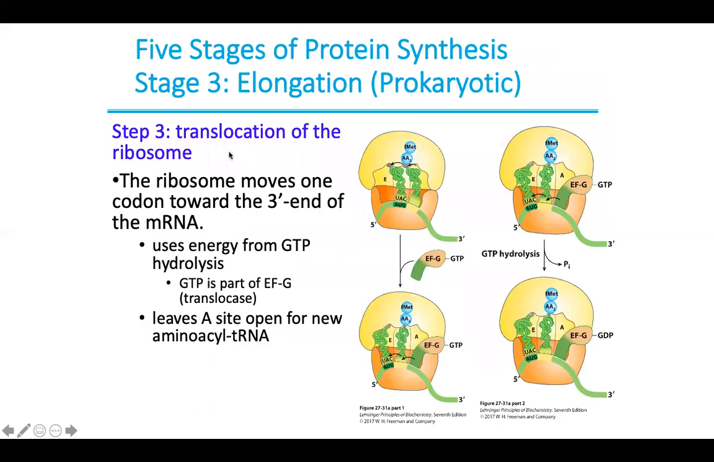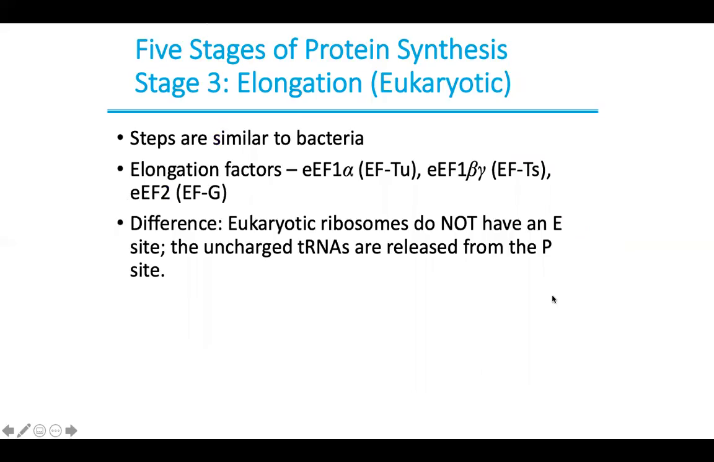Step 3 is the translocation of the ribosome. The ribosome moves one codon towards the 3' end of the mRNA, and it uses energy from GTP hydrolysis. GTP is part of the EF-G complex. It leaves the A site open for a new aminoacyl tRNA. In this reference, it tells us that the ribosome is the one moving along the mRNA, and not the mRNA that is moving. The elongation process in eukaryotes is similar to bacteria, but there are a lot of elongation factors present. The difference is that eukaryotic ribosomes do not have an E site, and the uncharged tRNAs are released from the P site.